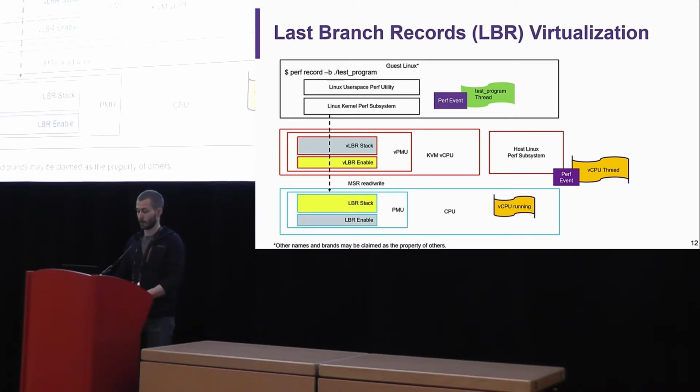When we enable the LBRs and we context switch them, we give pass-through access into the guest. So when the guest gets a perf event associated with an LBR and gets that PMI, it can go and read out the MSRs directly.